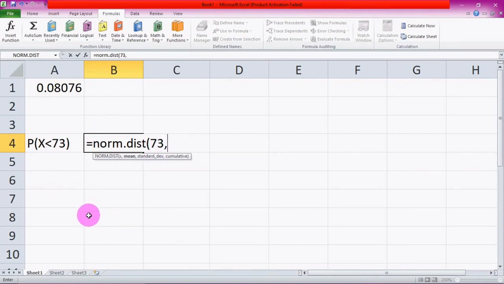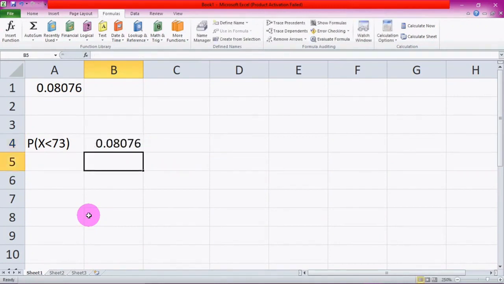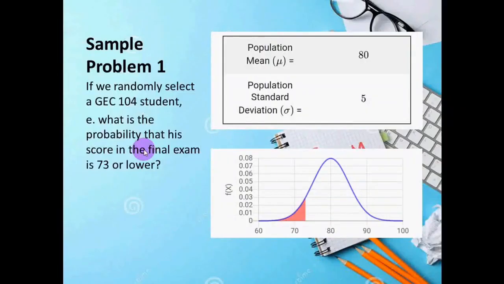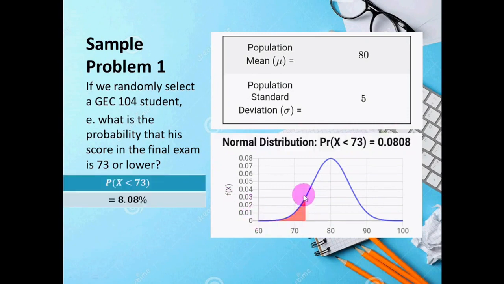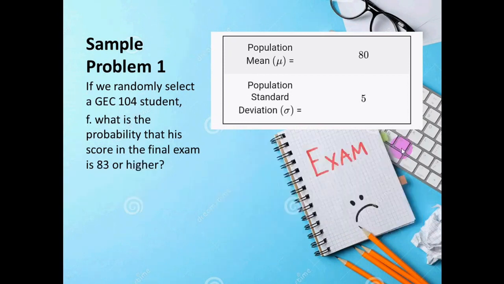And then, the mean of the distribution is 80. The standard deviation is 5. And then, lastly, for cumulative, we will write true. So, press enter, we get the same value. So, this is now the probability that the score of the randomly selected Jack 104 student is less than 73. So the probability is 0.0808.